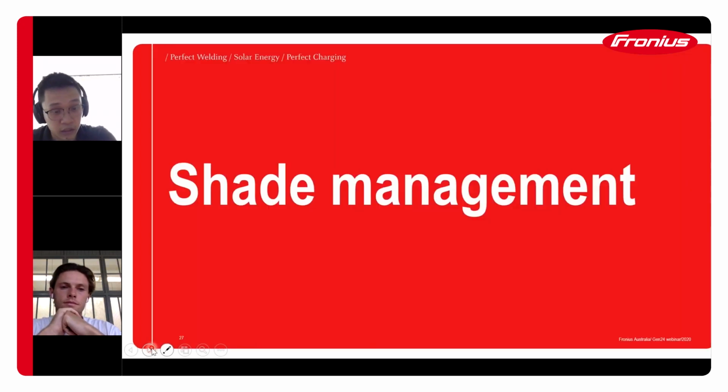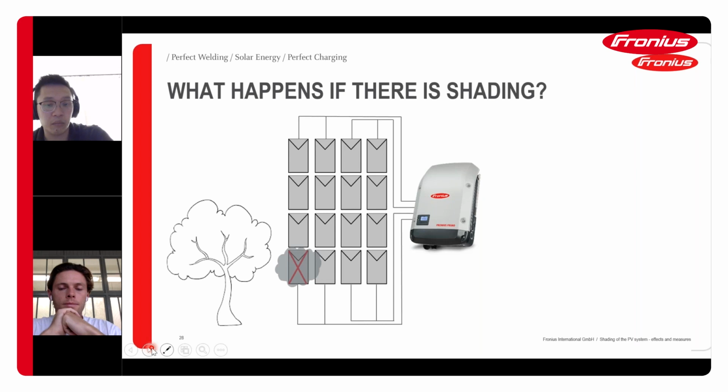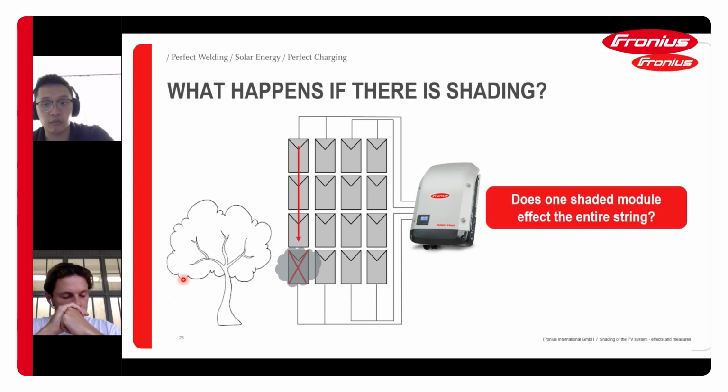The next part is the shade management that we have with the Gen24, but also with our current Snap inverter. There are some misconceptions out there. When there's shading, let's say one panel is shaded, people think that with one module being shaded, the whole string is affected. Is it true? It's not actually 100% true.